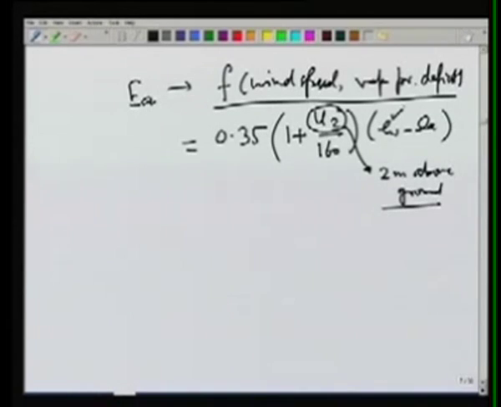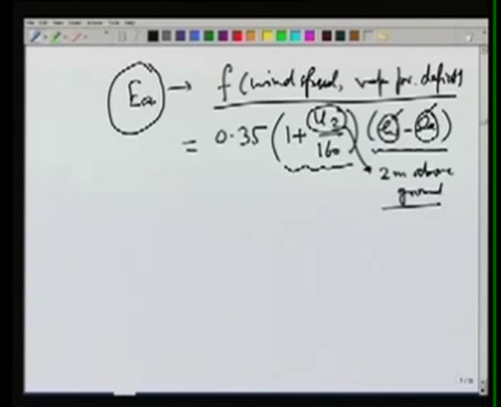EW and EA we have already discussed. These are the saturation vapor pressure at water temperature and actual vapor pressure in the air. So this is the vapor pressure deficit. This is the wind speed factor, which represents the speed with which we carry the saturated air vapor away from the water body. So EA is the evaporation which is related with wind speed and the vapor pressure deficit.